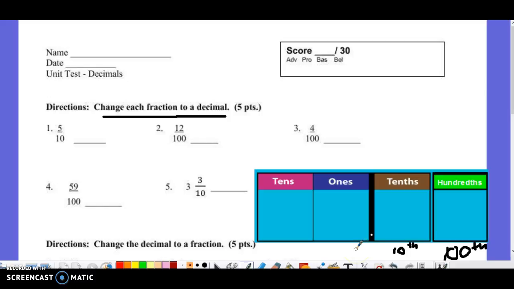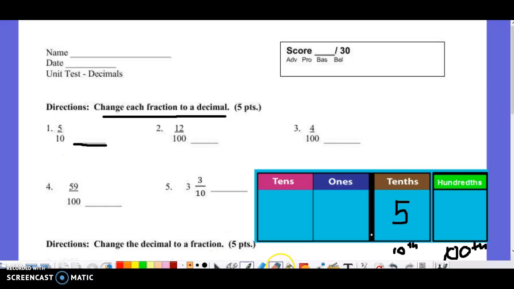If you're done copying the chart, you can use this chart to help solve these problems, because now we know, for example, on question number 1, 5/10, well, that 5 then needs to go into the tenths category, and then I fill the holes with zeros. Whatever you put in this chart, I put on this line. The same thing goes for questions 2, 3, and 4. You just place the numerator into your chart and then copy your answer on these lines.